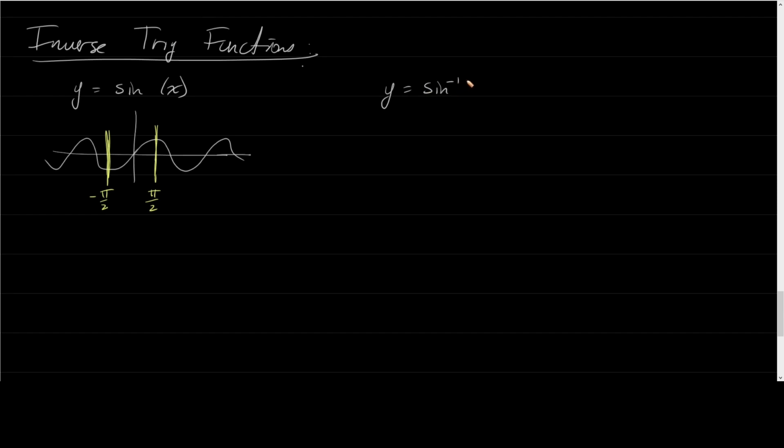y equals sine inverse of x. It would look like this. We have a maximum value at pi over 2, a minimum value at negative pi over 2, and this is going to be negative 1. Sorry, that's not what I meant to do. There we go. Negative 1 and 1. And this is what it looks like.